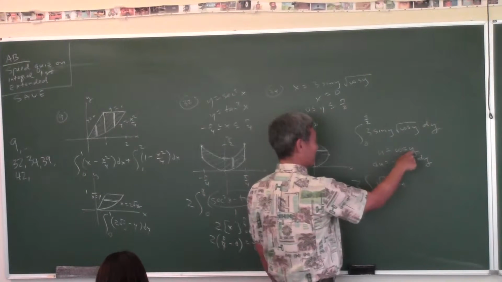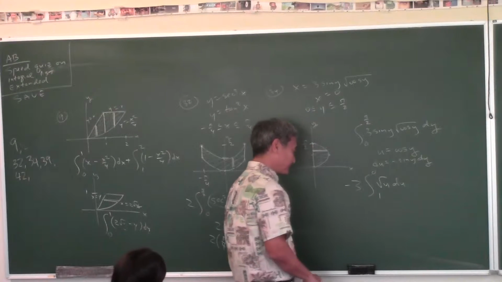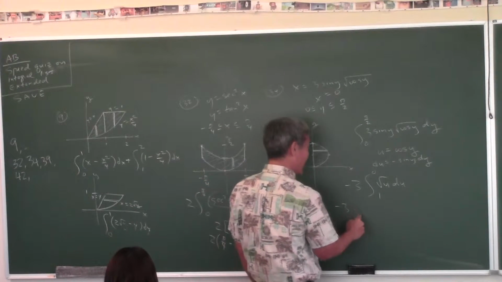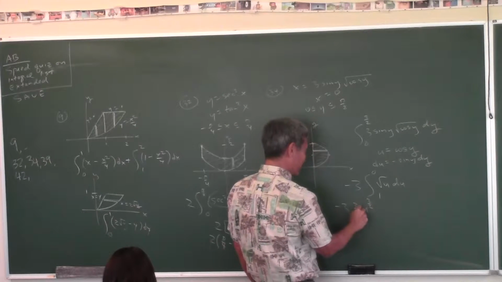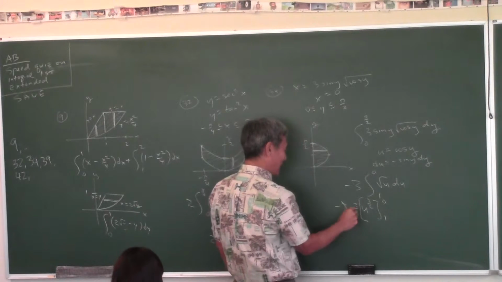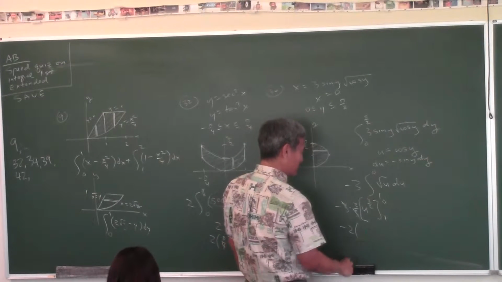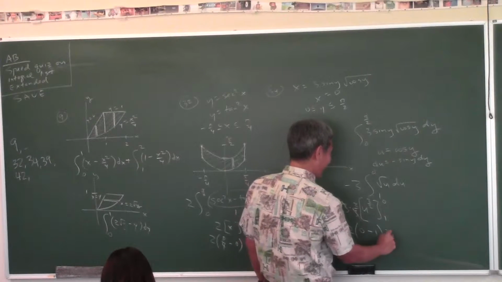If I plug in 0 there, you get 1. If I plug in pi over 2, 0. Okay, so that's negative 3 times the antiderivative of that, which is u to the 3/2 with the 2/3 in the front, from 1 to 0. Factor out the constant: negative 2 times, plug in the top number, 0, minus, plug in the bottom number, 1. Final answer, 2.